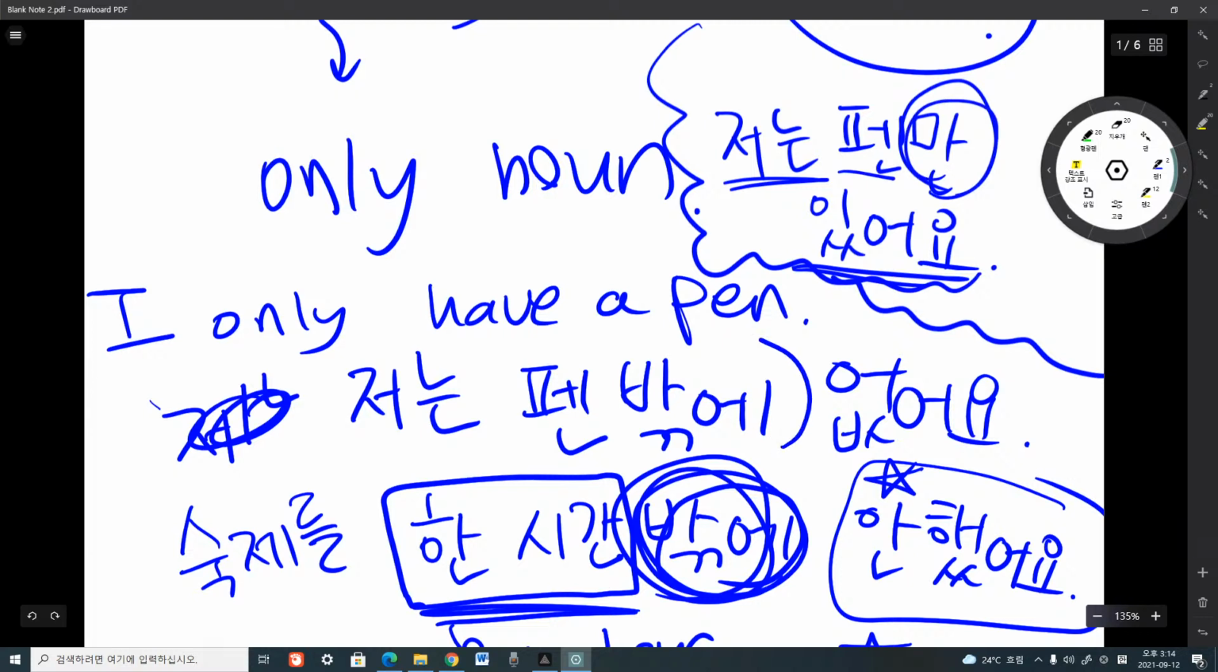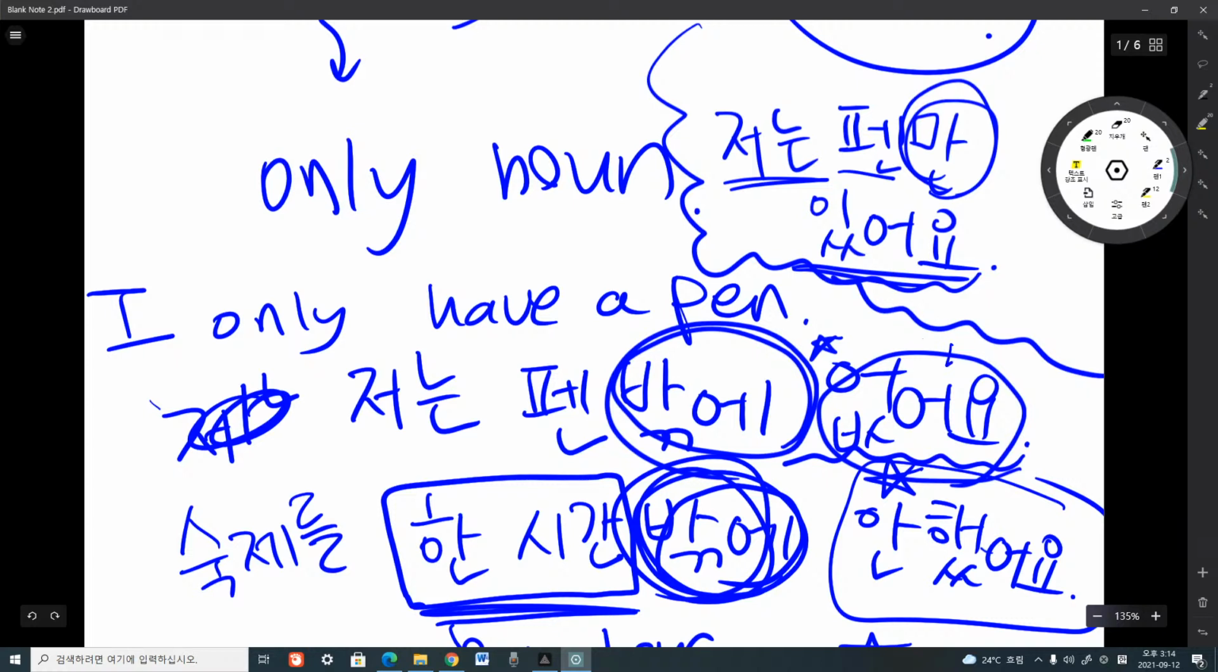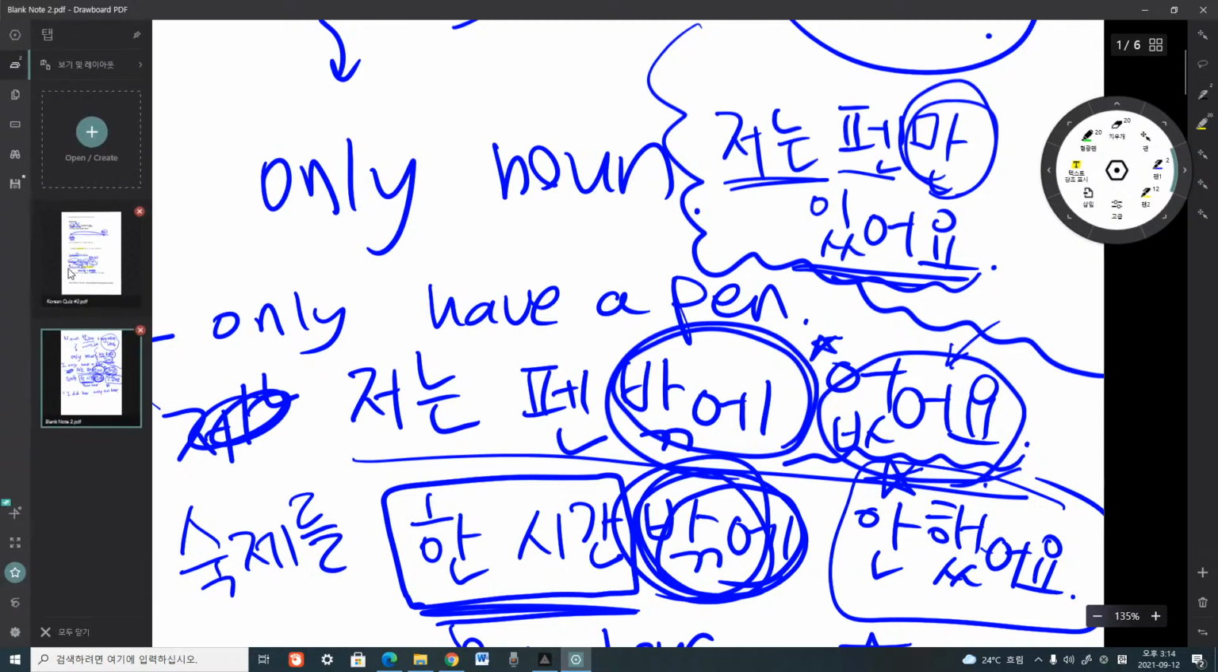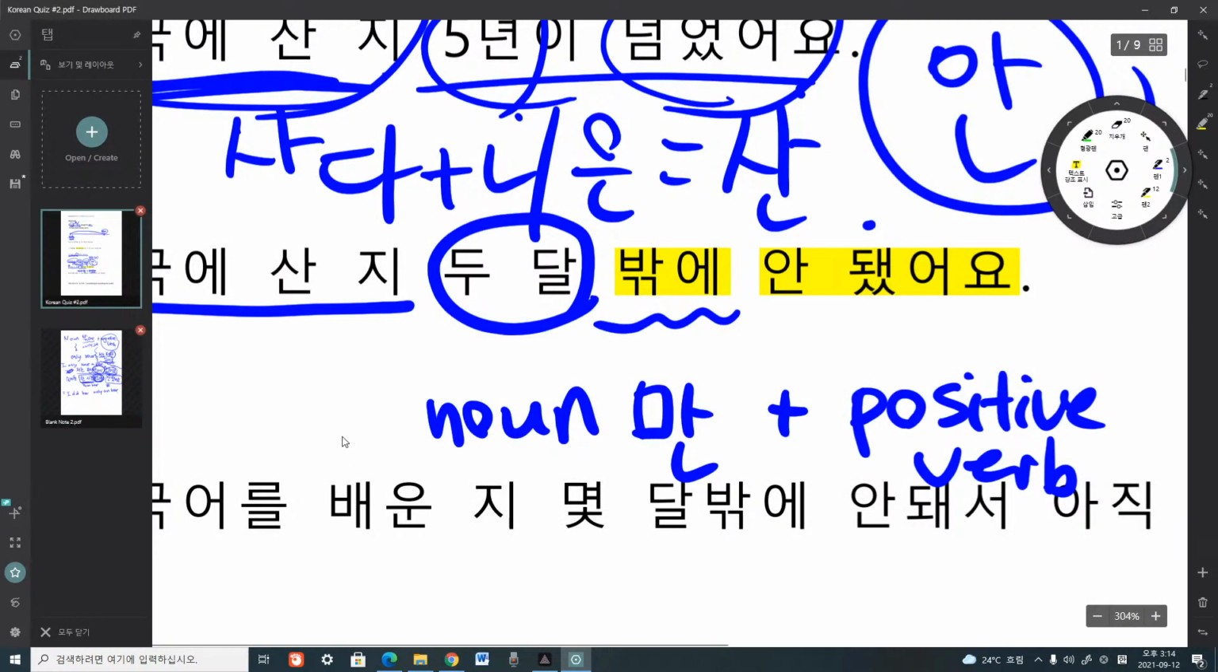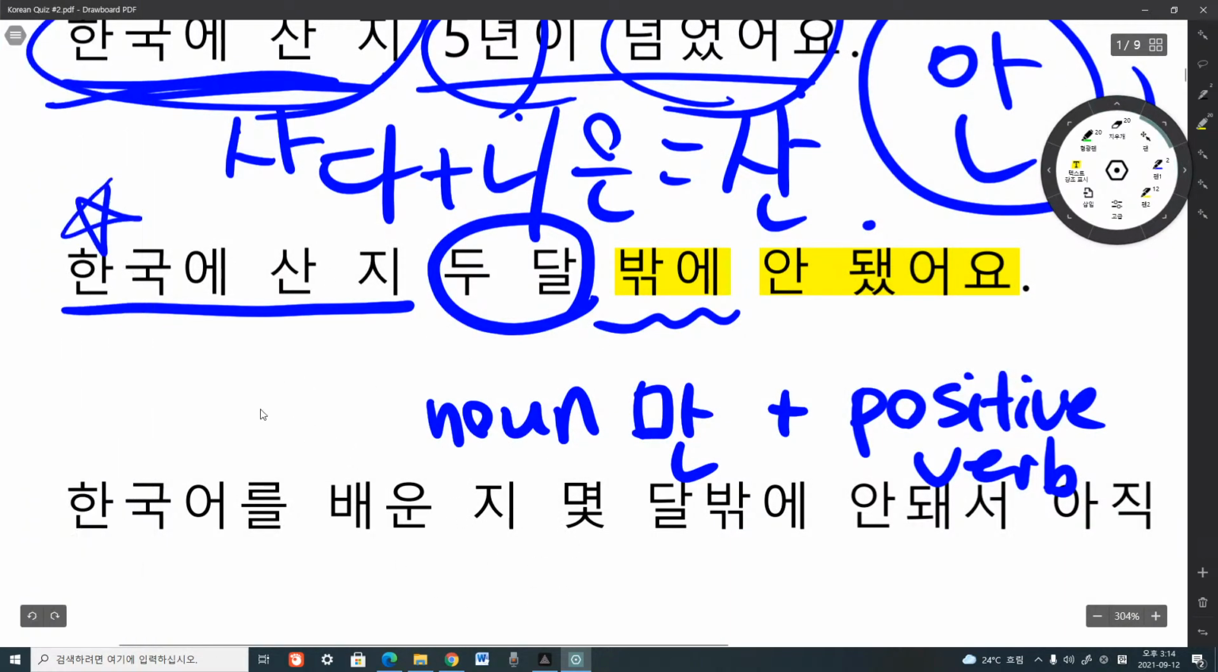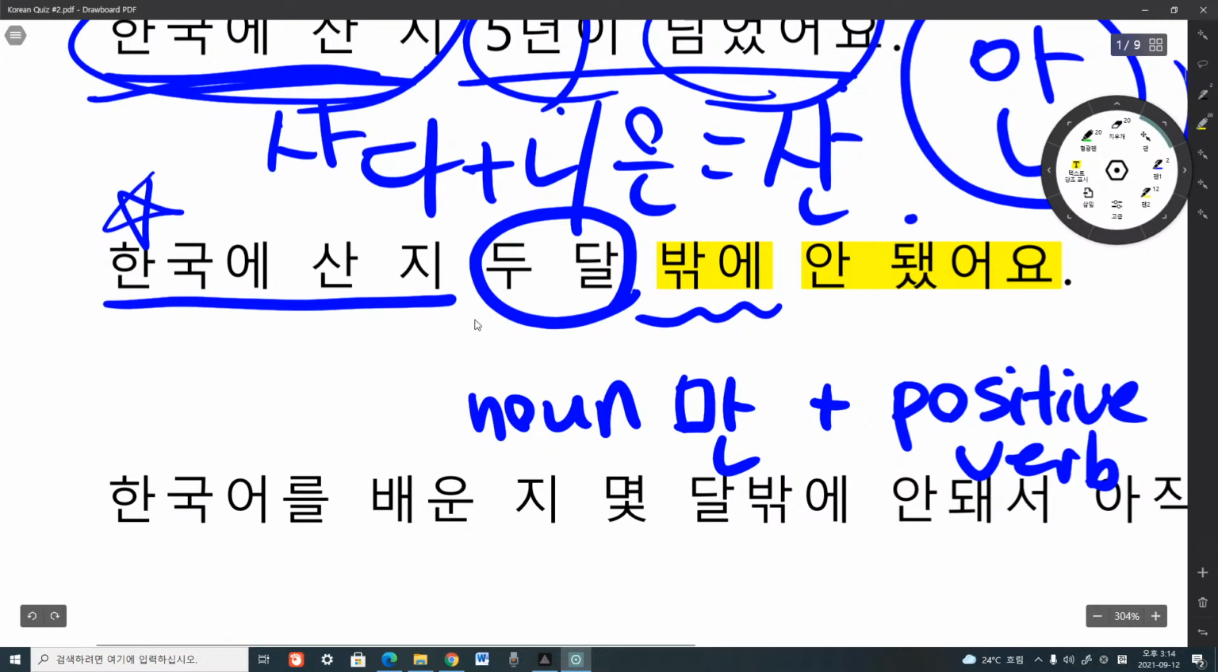But if you want to use 밖에, the following verb has to be a negative verb. But it doesn't mean negative, right? It means to have, but just grammatically you have to put a negative verb. So 저는 펜밖에 없어요. 저는 펜만 있어요 would be the same thing. So if you say, coming back to 한국에 산지 2달밖에 안 됐어요.